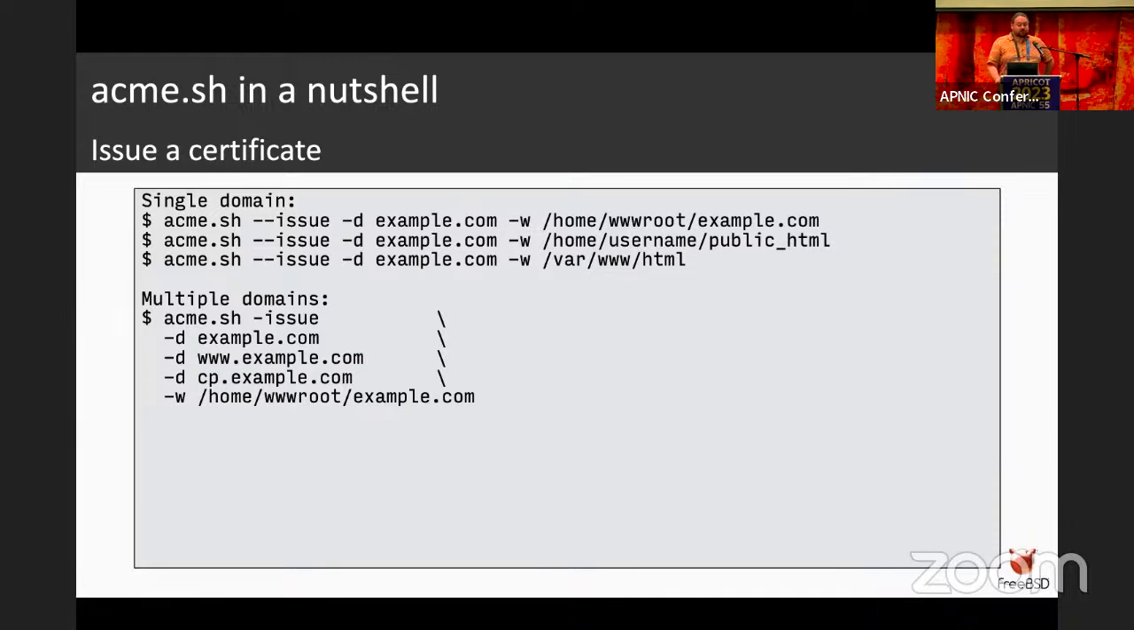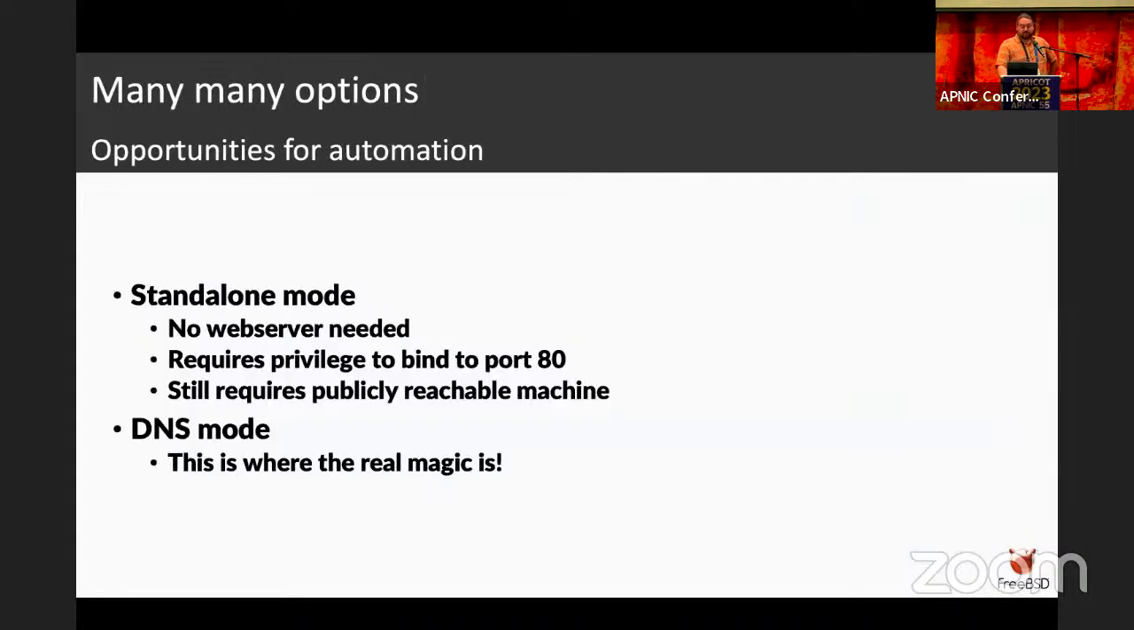You can ask for multiple domains at the same time. So, if you have a whole list of websites or a whole list of devices you want certificates for, you can ask acme.sh to issue you all of these in one certificate. And it's very straightforward. It just does it and it just works. There's many, many, many options to the shell script. I would encourage you to go read through it.